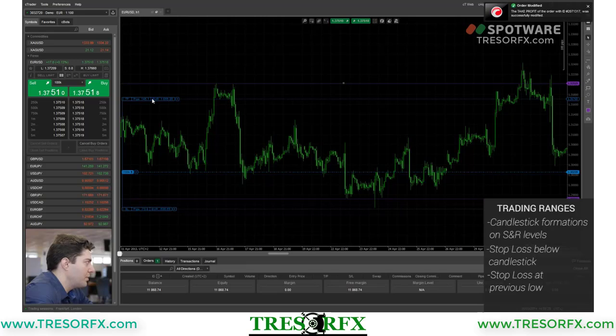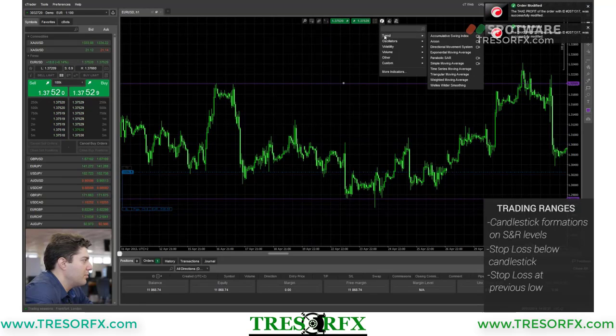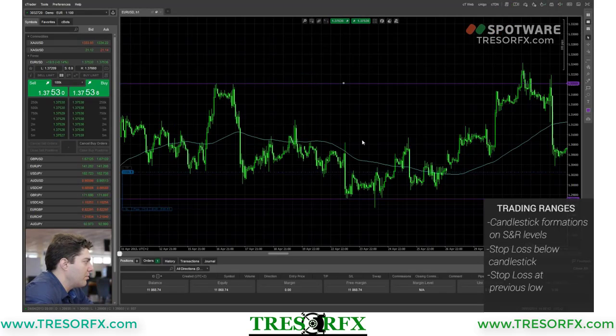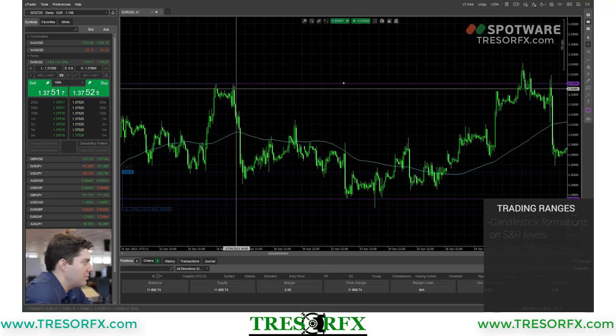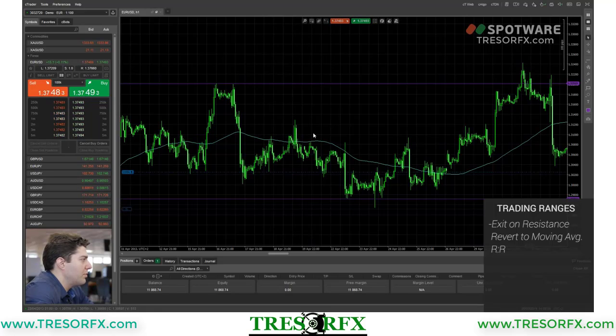We can go 1-to-1 risk-reward ratio at 73 pips. Or we can do a mean reverse strategy. We can draw a simple moving average for 100 periods. And in this case, it's not a good exit, but sometimes, for example, if we traded this resistance, it's a good exit to exit on the reverse in the moving average. So this is usually how we trade a range.